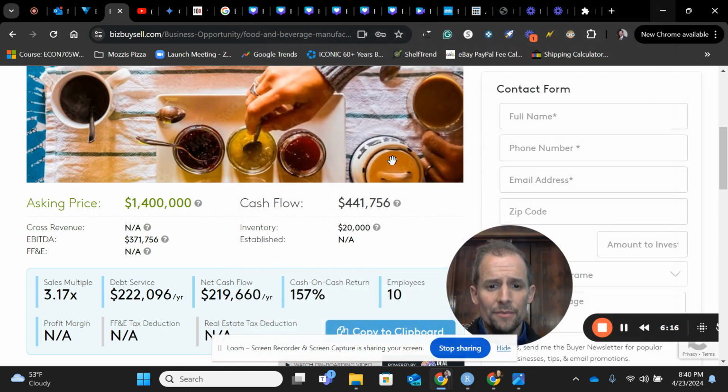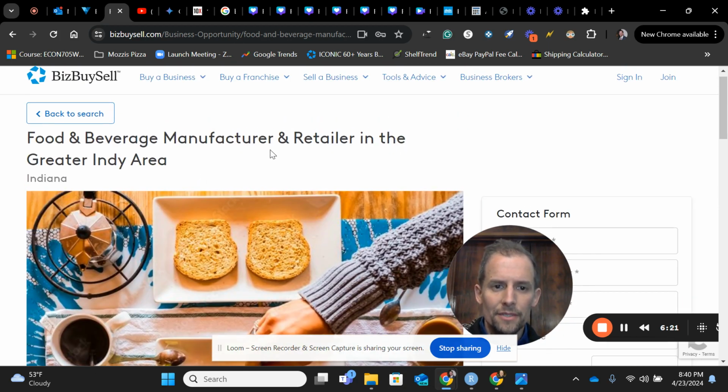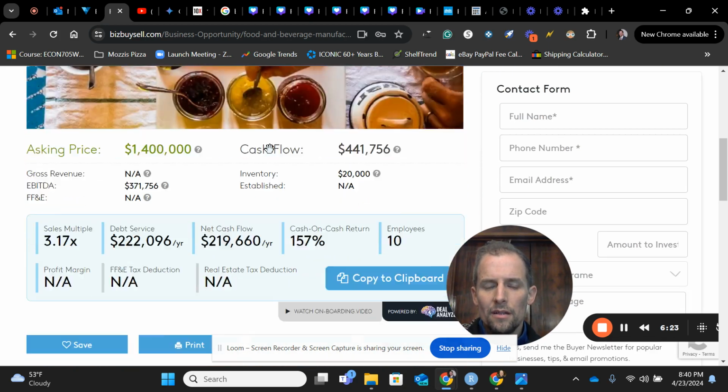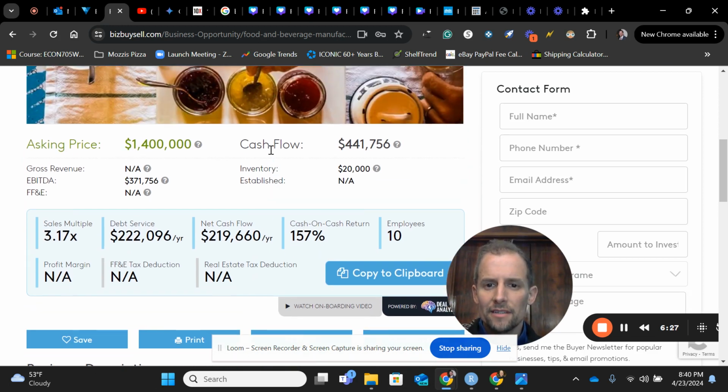I have no idea. We don't even know what this is. I mean, what is a food and beverage manufacturer and retailer? So yeah, it's probably overpriced by about 150 to $200,000. Now they could come down on that.